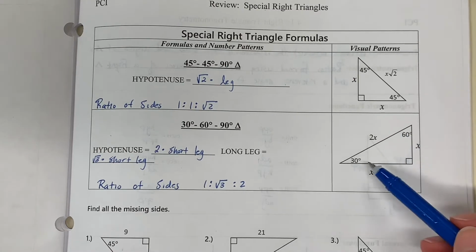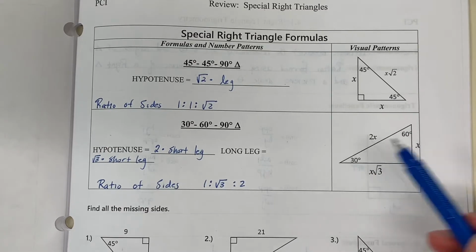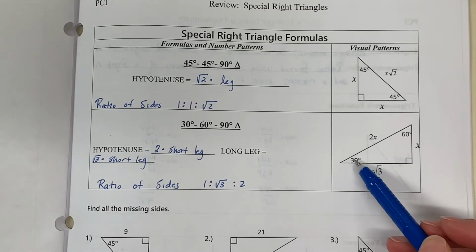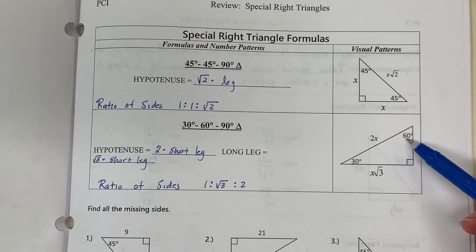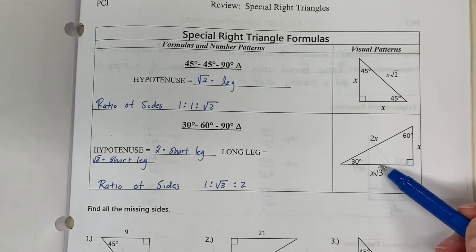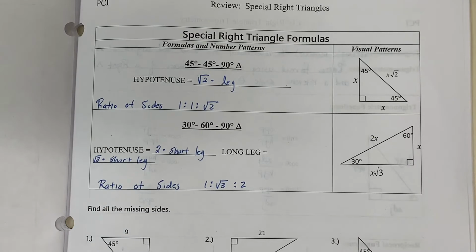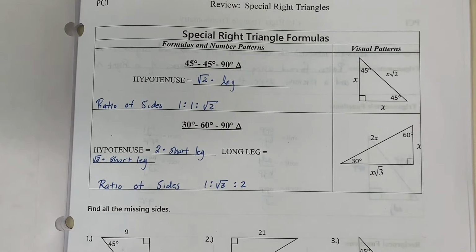Our two acute angles are the 30-degree angle and the 60-degree angle. The 30-degree angle is the smaller of the two angles, so the side opposite that we call the shorter leg. That's always going to be x. 60 degrees is longer, so the side across from 60 degrees is our longer leg, and our long leg is equal to radical 3 times the short leg. The ratio of sides of a 30-60-90 degree triangle is 1 to radical 3 to 2. We are going to use this information to find the missing sides of special triangles without using a calculator.